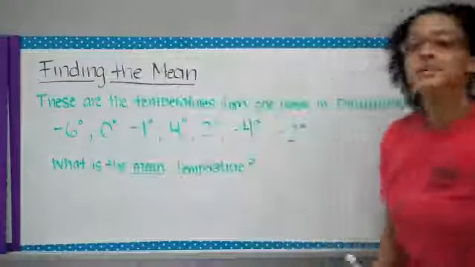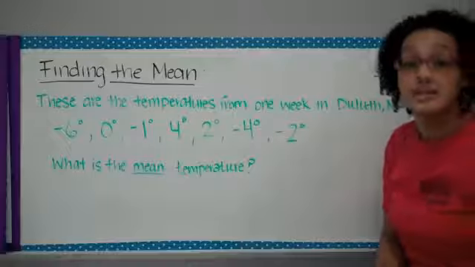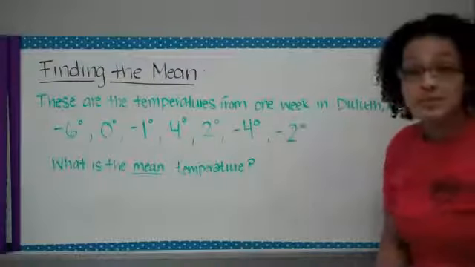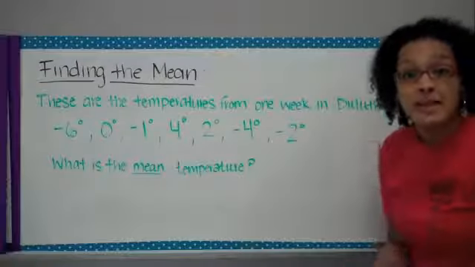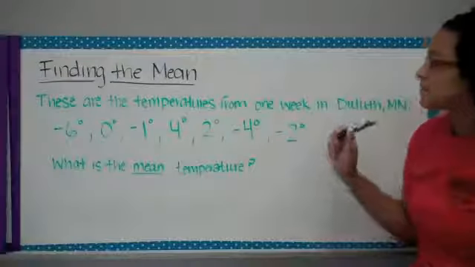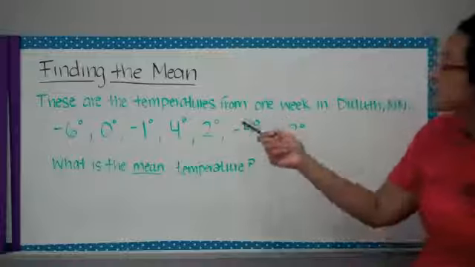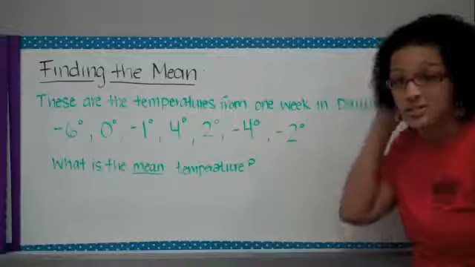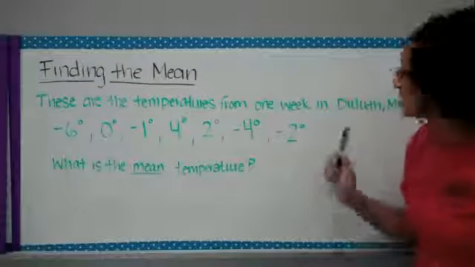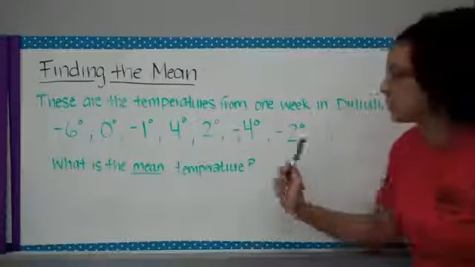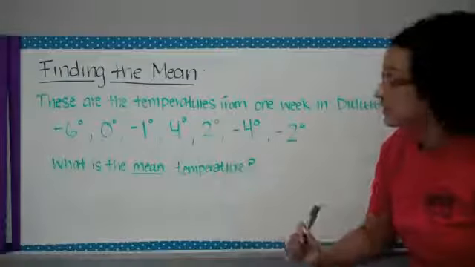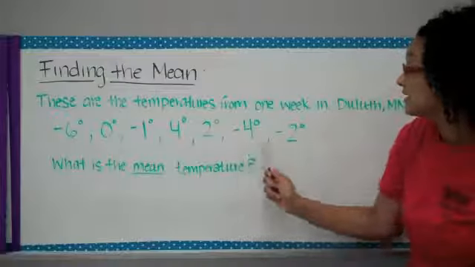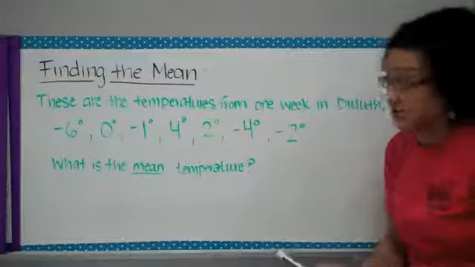A common application of this is when you're going to have to find the mean of something. You'll have to find the mean of some temperatures. You'll have to find the mean of a balance in your bank account. So let's do an example with temperatures. Here are the temperatures recorded in 1 week in Duluth, Minnesota. And you guys know I'm from Minnesota, and it gets really cold where I'm from. Duluth is even further north, super cold. So these are really cold temperatures. We've got negative 6, 0, negative 1, 4, 2, negative 4, and negative 2 degrees in 1 week.